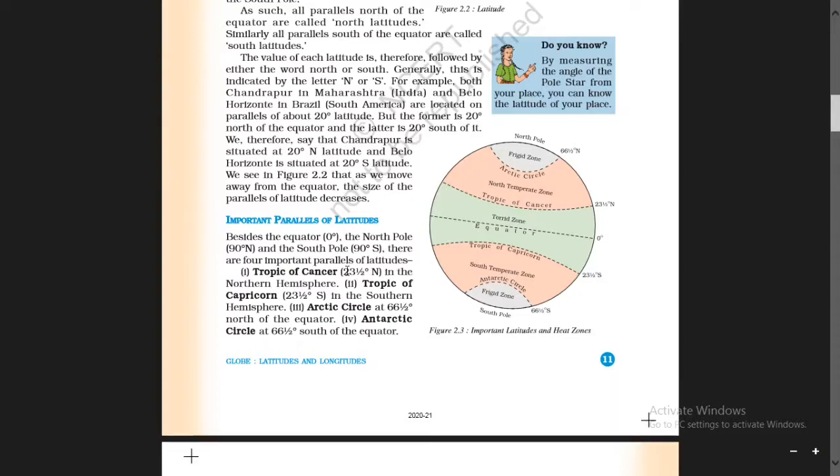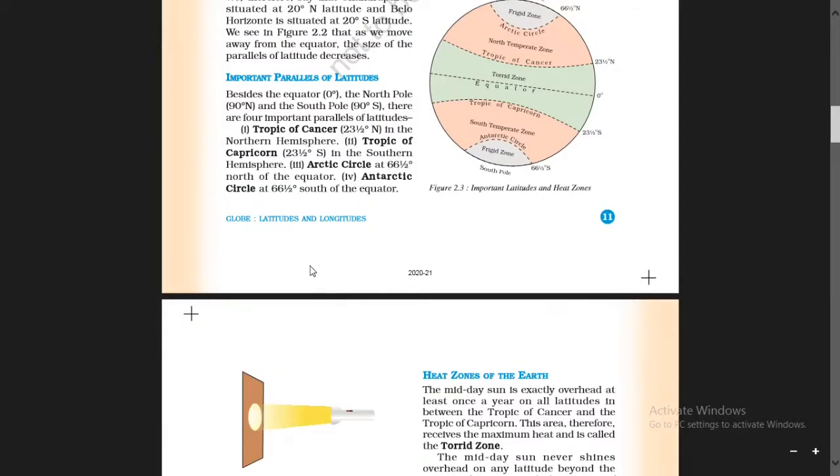One, Tropic of Cancer, that is 23.5 degrees north in the northern hemisphere. Two, Tropic of Capricorn, 23.5 degrees south in the southern hemisphere. Third one, Arctic Circle at 66.5 degrees north of the equator. Antarctic Circle at 66.5 degrees south of the equator. So these are the important latitudes and heat zones which are given in this figure.